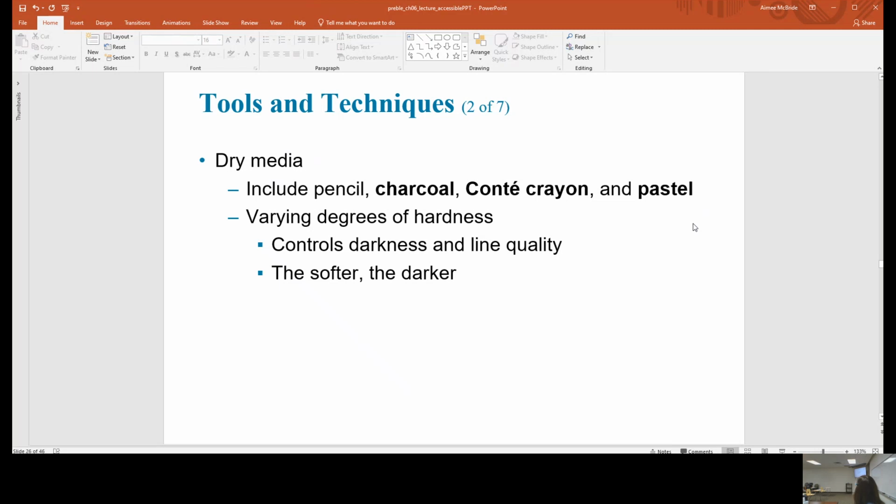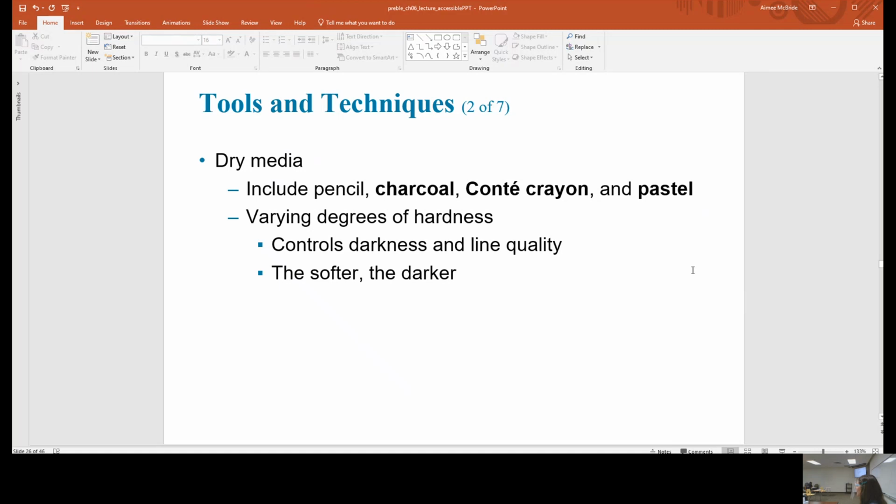So now we're going to get into the different media used in the medium of drawing. Starting with the dry ones, we have charcoal, Conte crayon, which is wax crayon, and pastel. They all have, of course, pencils too. They have varying degrees of hardness. Pencils are quite hard, whereas charcoal is very, very soft. Wax crayons are harder than pastels. Pastels are quite soft.